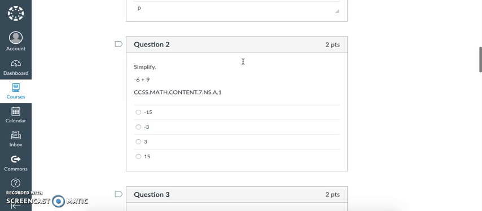I used Canvas to create this assessment because of the ease of creating different question types within one assignment. It also is very easy to use from the student perspective, and I don't want technological issues getting in the way of my students being able to show what they have learned.